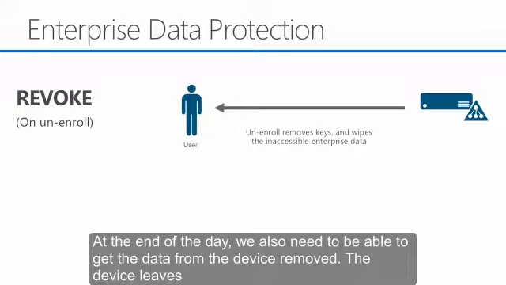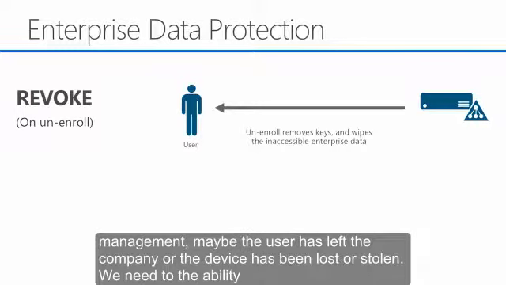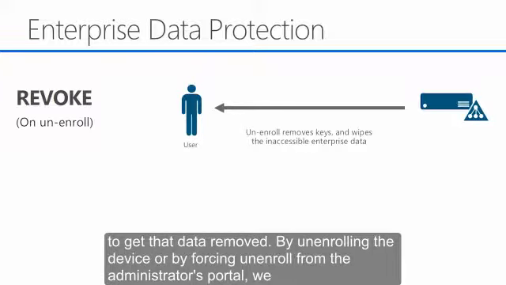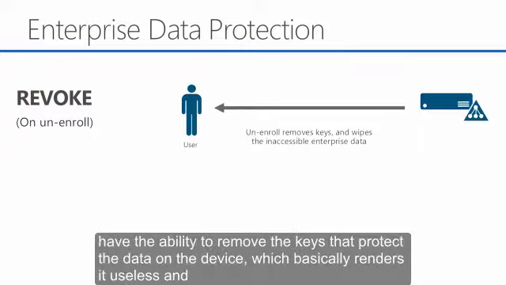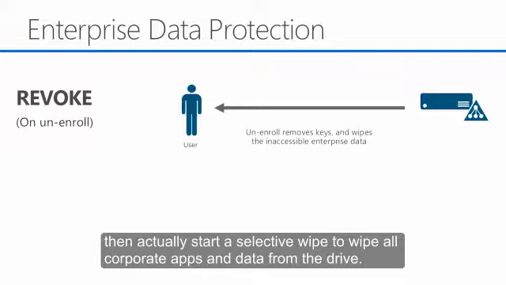At the end of the day, we also need to be able to get the data from the device removed. The device leaves management, maybe the user has left the company or the device has been lost or stolen. We need the ability to get that data removed. By unenrolling the device or by forcing unenroll from the administrator's portal, we have the ability to remove the keys that protect the data on the device, which basically renders it useless, and then actually start a selective wipe to wipe all corporate apps and data from the drive.